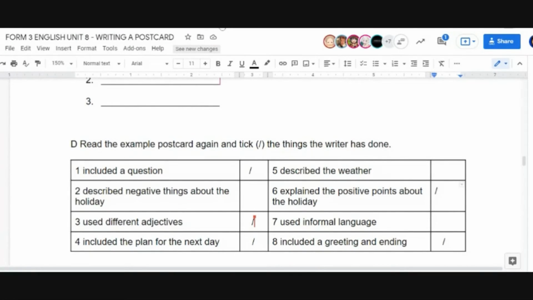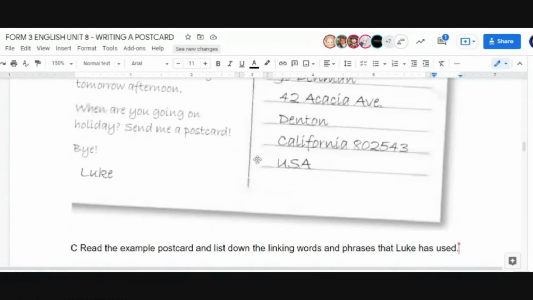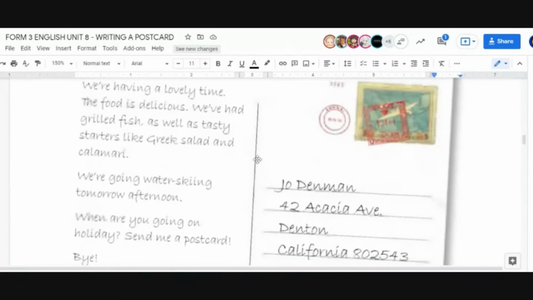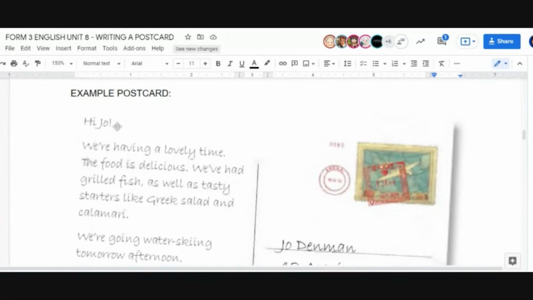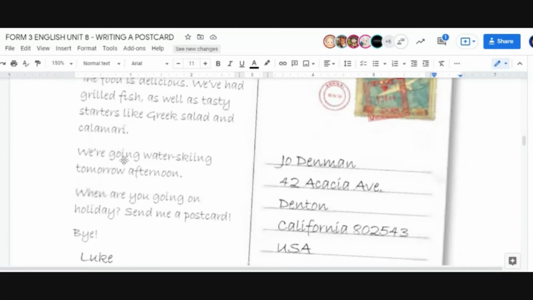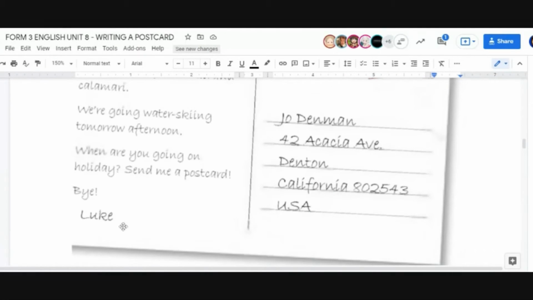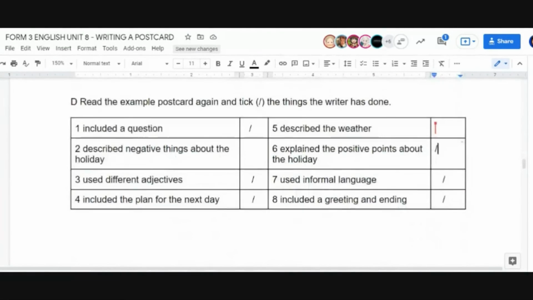Number seven, use informal language. Okay, do you know what is informal language, right? Informal language is like when you are writing when you are talking to your friend. So, hi Joe, you know, where this short form is actually informal. We're having a lovely time, we've had. So this short form are informal language. We're going, bye. So these are all informal language. So you should put a tick there.